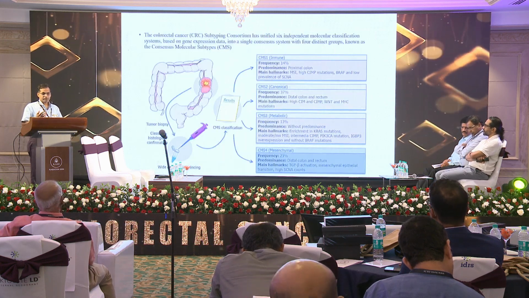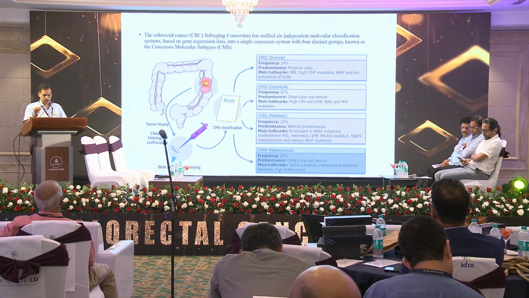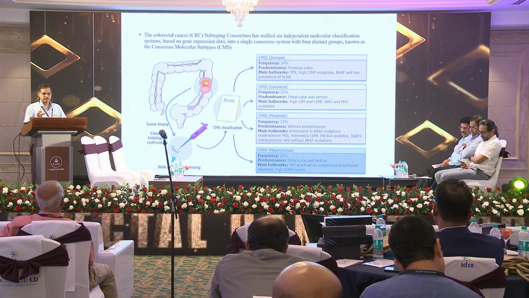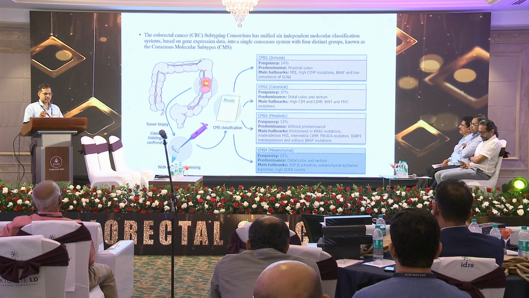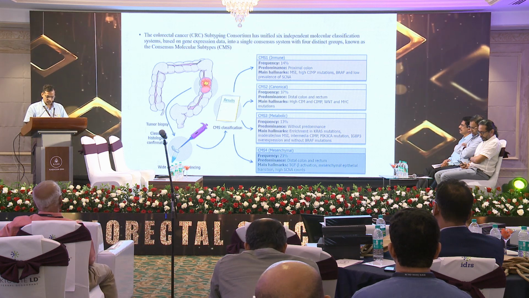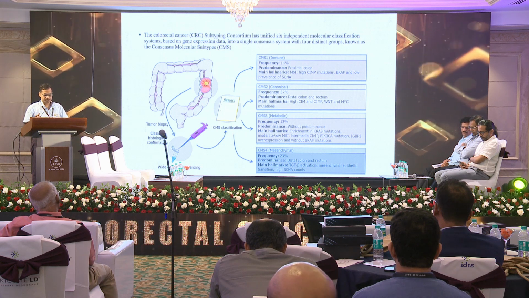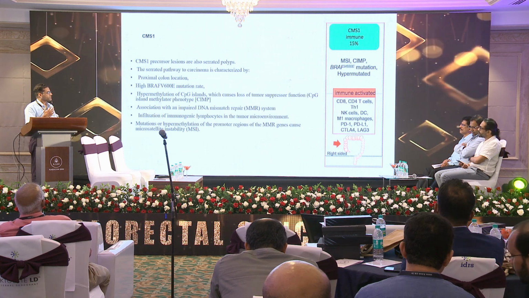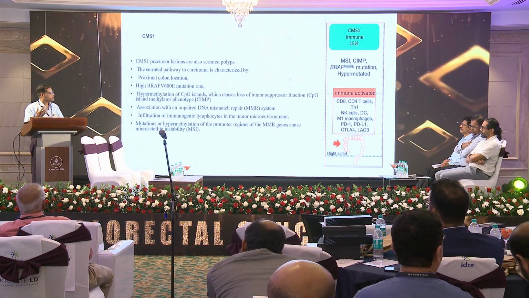The Colorectal Cancer Subtyping Consortium has unified six independent molecular classification systems into a single system, called the consensus molecular subtypes, based upon genomic data. They are CMS1, CMS2, CMS3, and CMS4. So what is CMS1? CMS1 is also called the immune type, which comprises around 15%.